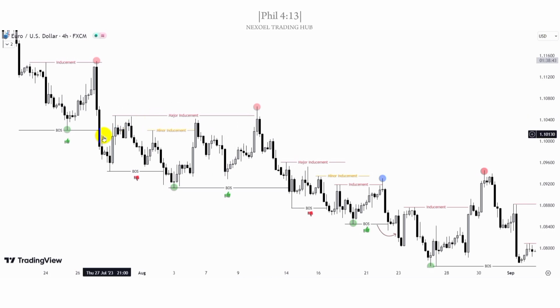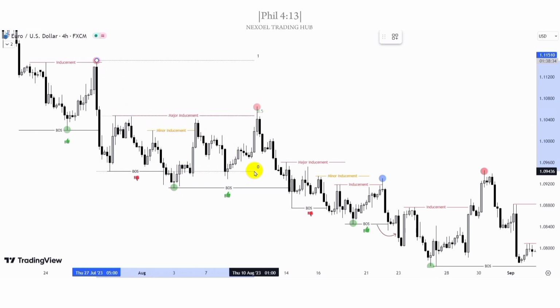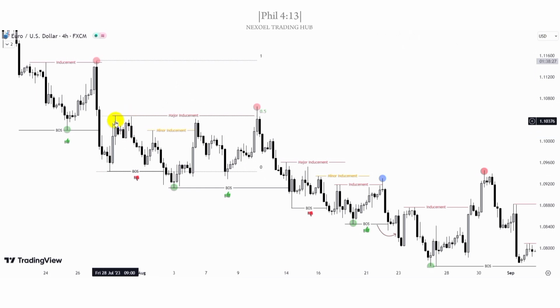Since price did not create an inducement before this break of structure, you're going to see that price pulled back into inefficiency in confluence with a premium or equilibrium price level. So we can see that price pulled back to the 50%, and you can see we have this fair value gap within that equilibrium level. Price filled the fair value gap and fell to the downside.